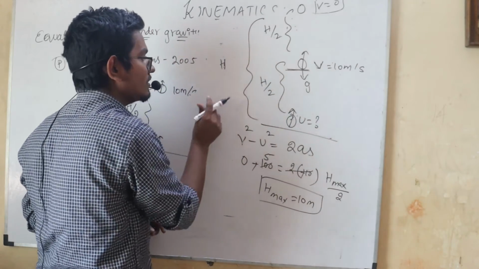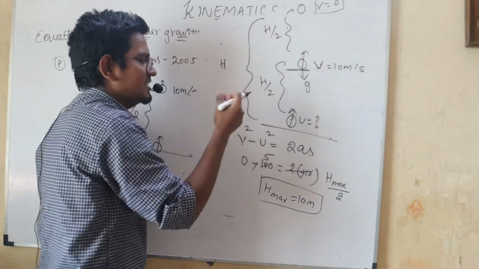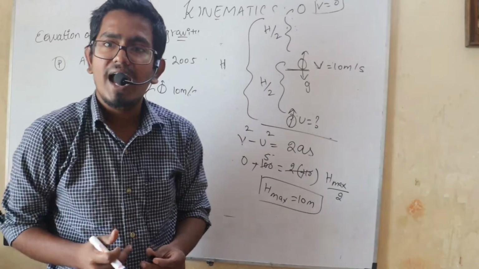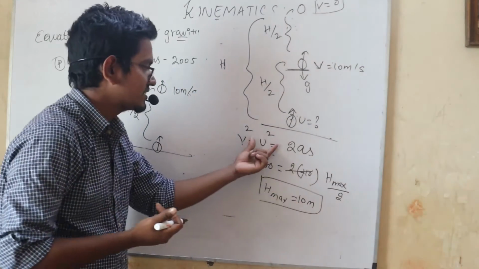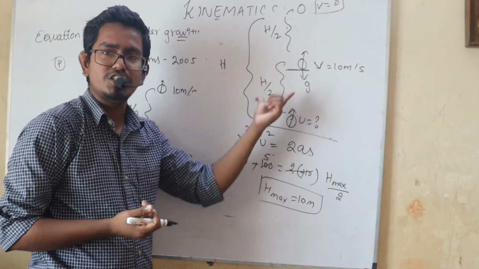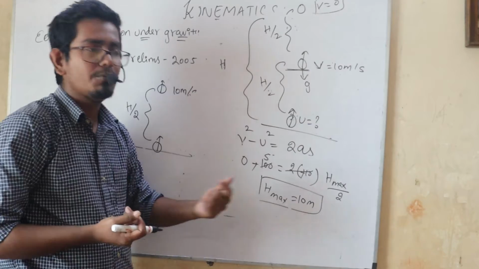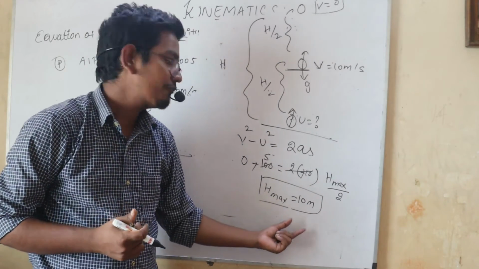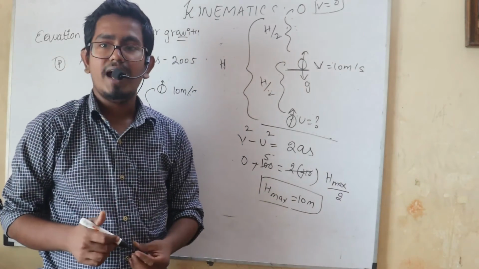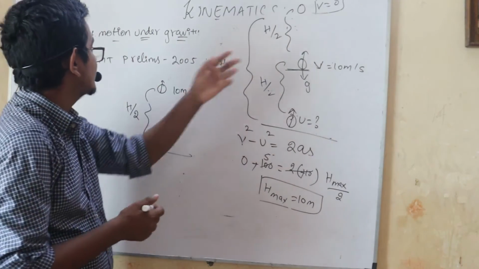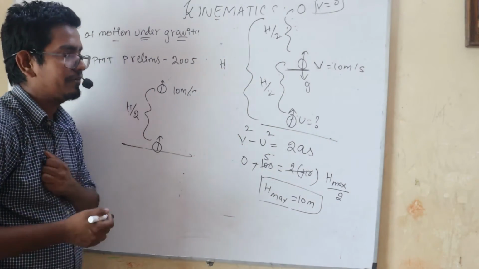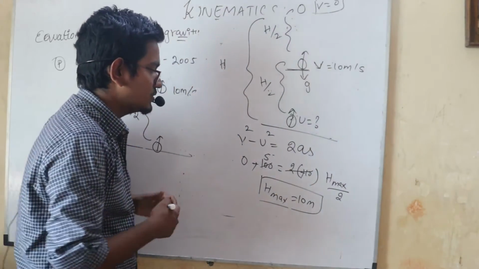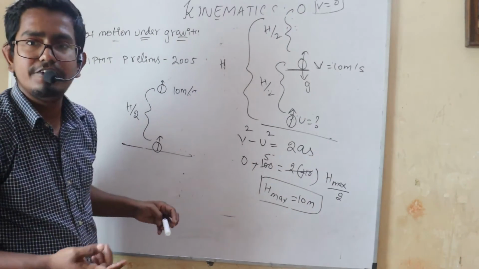This is our maximum height, h, and this is h by 2. By just using a simple kinematic equation, I applied the signs in this equation for this motion, and I found the maximum height is equal to 10 meter. It's a very simple question they asked in the AIPMT Prelims 2005. If you know the formulas, it will be very easy. It's not a very difficult one.